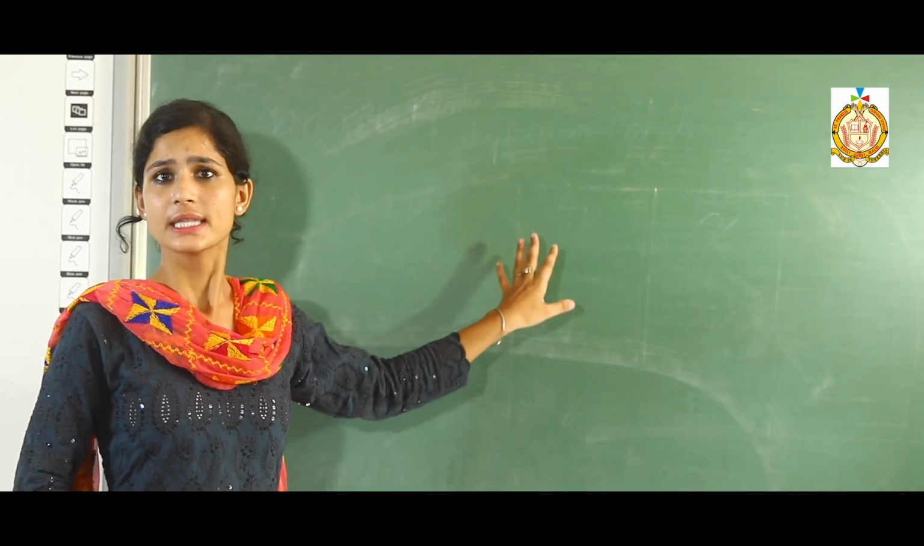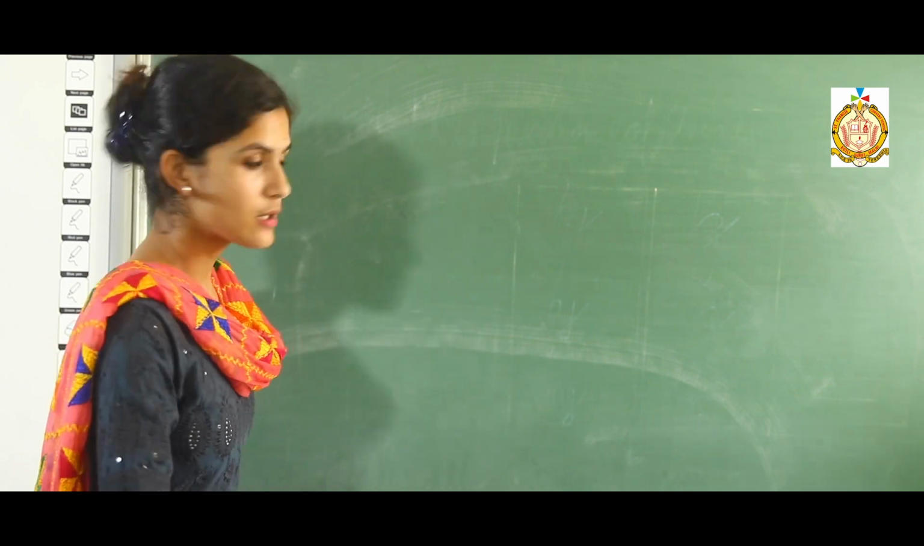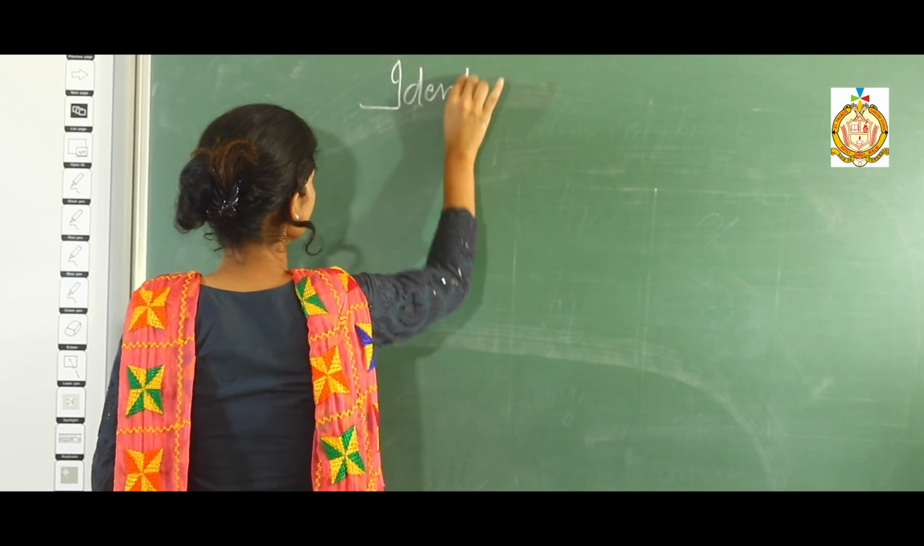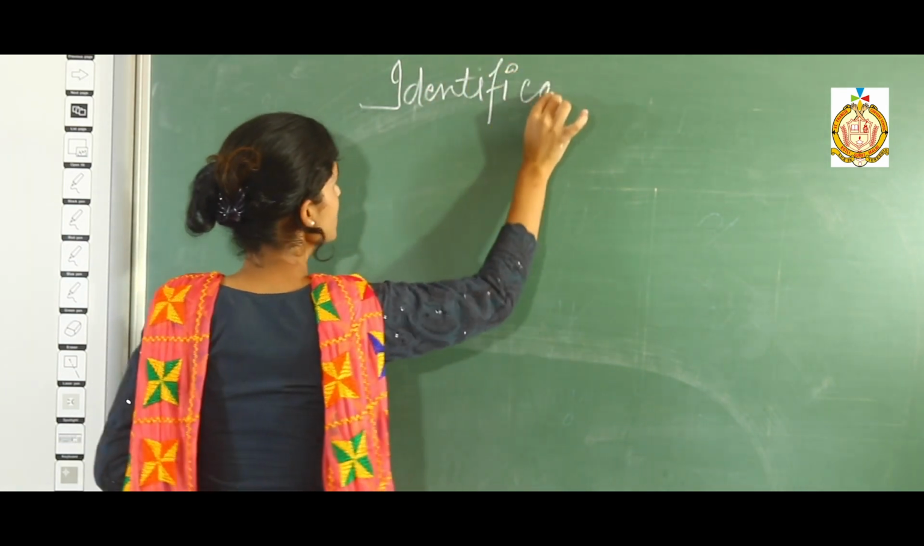Now we are going to start the book work. Your first topic is identification of beads. This is part of the first class syllabus, but it is a revision part for classes 2nd, 3rd, 4th and 5th. Okay. Now your first concept is identification of beads.